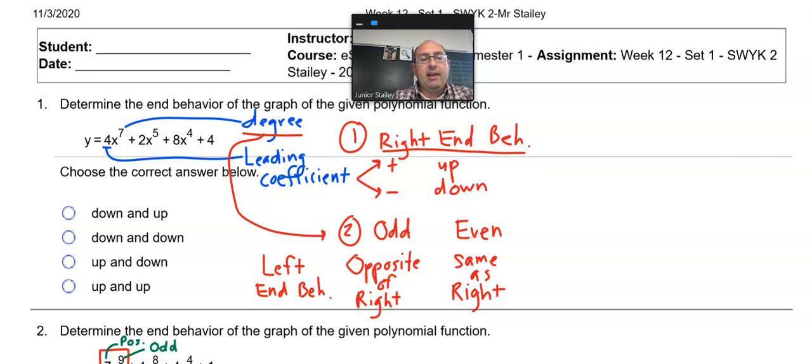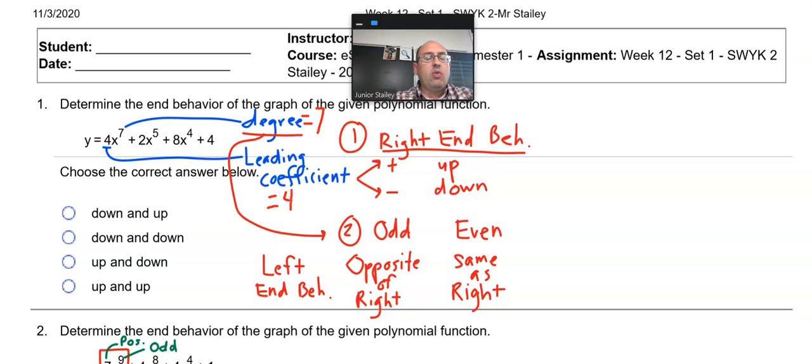We talked about that leading coefficient, which obviously makes more sense now when you see multiple terms. We talked about the degree. The degree is the highest exponent. So here we can see that the degree is a 7. The leading coefficient is a 4.